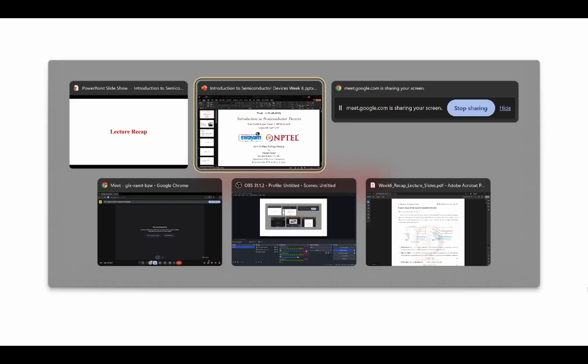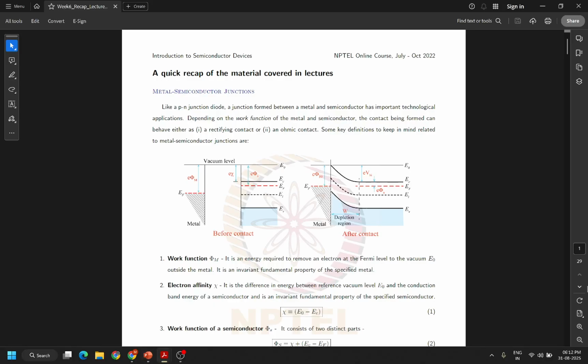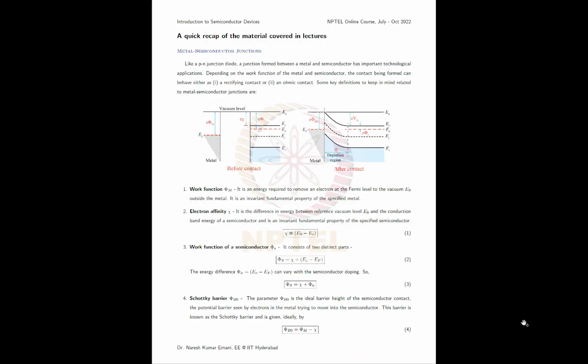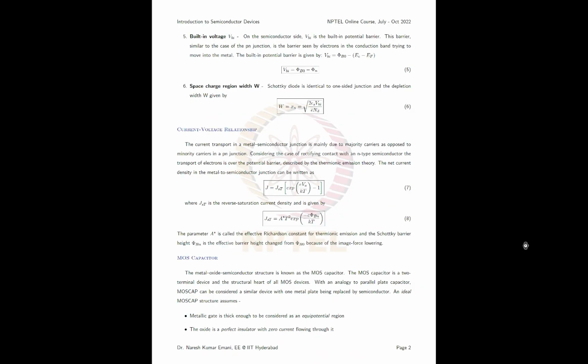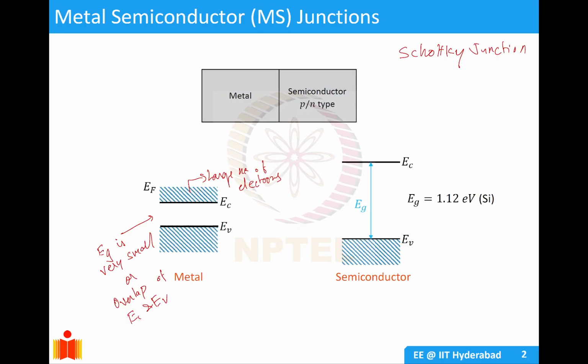So, first, we will do a recap of the lecture. Till last week, you were studying semiconductor junctions, where both sides were semiconductors. One was P type doped, one was N type doped. Today we will study a new type of junction which is formed between a metal and a semiconductor.